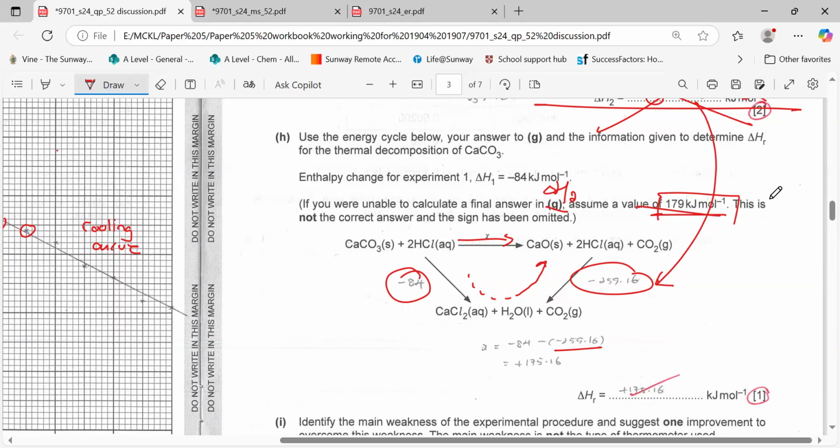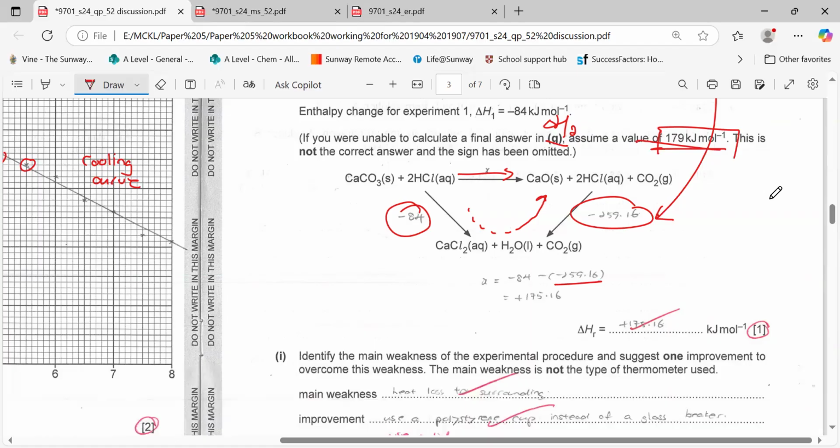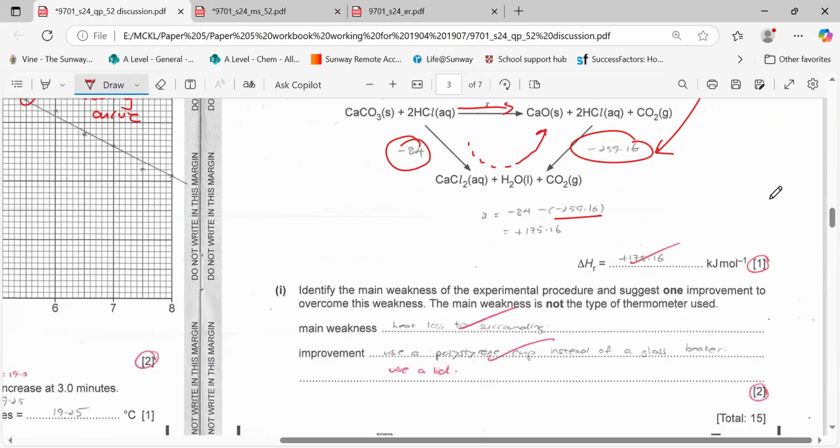Okay, now part I. Identify the main weakness of the experimental procedure and suggest one improvement to overcome the weakness. And the main weakness is not the type of thermometer used, because some of you will say let's use a thermometer that can read up to more decimal places. All right, but they don't want that kind of answer. Is there any other suggestion that we can give?